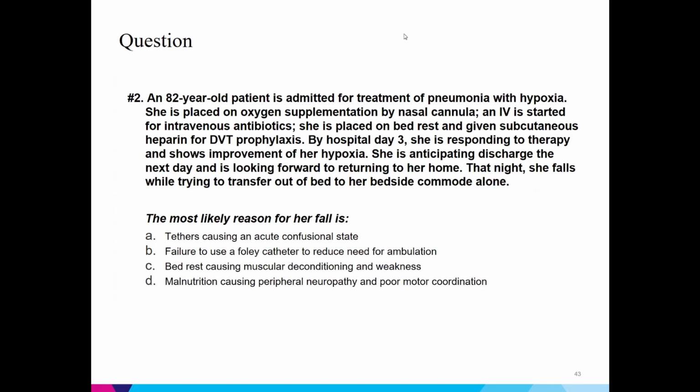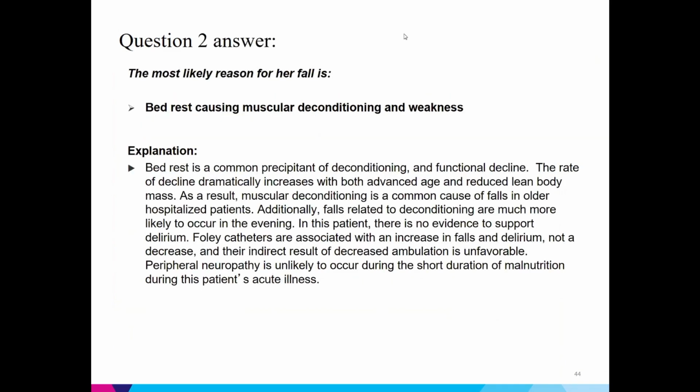The answer to this question is C, bed rest causing muscular deconditioning and weakness. Bed rest is a common precipitant of deconditioning and functional decline. The rate of decline dramatically increases with both advanced age and reduced lean body mass. As a result, muscular deconditioning is a common cause of falls in older hospitalized patients. Additionally, falls related to deconditioning are much more likely to occur in the evening.